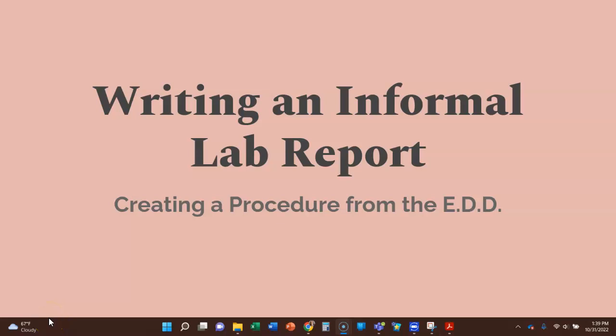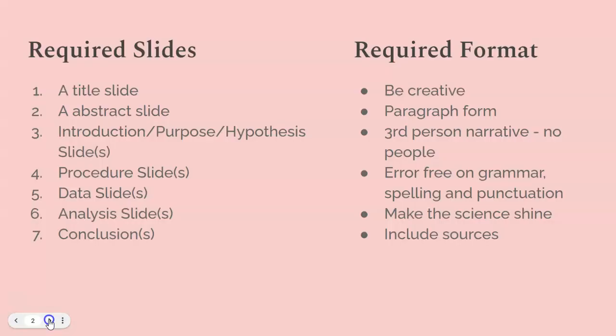All right, today we are going to be talking about creating a procedure from the experimental design diagram that we've been working through. So, first of all, let's just refresh. The required slides for any lab report are going to be a title slide, an abstract slide, an introduction, purpose, hypothesis slides, procedure slides. When it says slides, that means you could need more than one, depending on what you need and how big you need it to be.